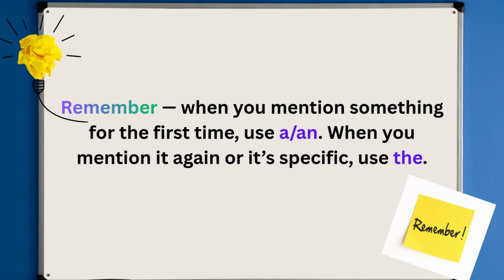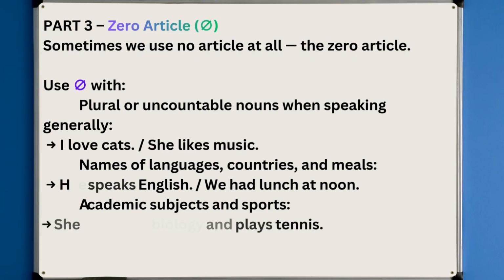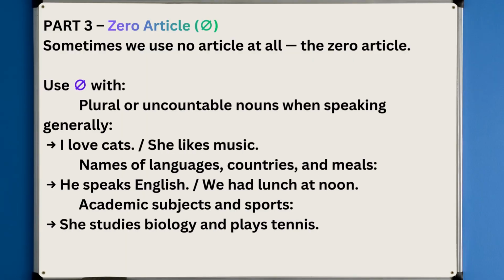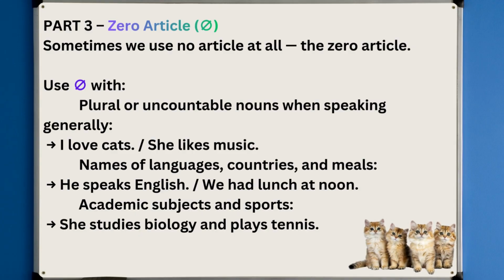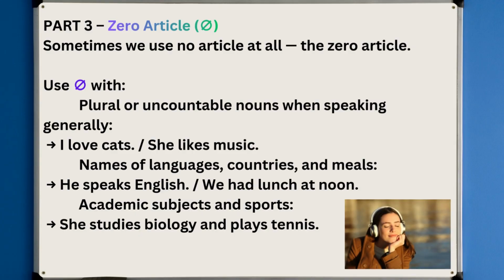Remember, when you mention something for the first time, use a or an. When you mention it again or it's specific, use the. And sometimes we use nothing at all, also known as the zero article. We use nothing with plural or uncountable nouns when speaking generally. In general, I love cats. She likes music.